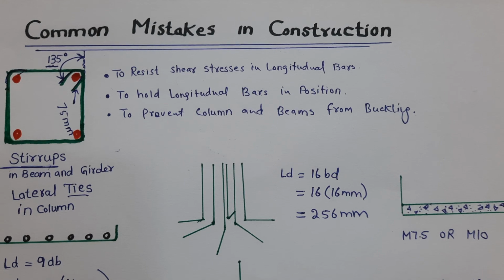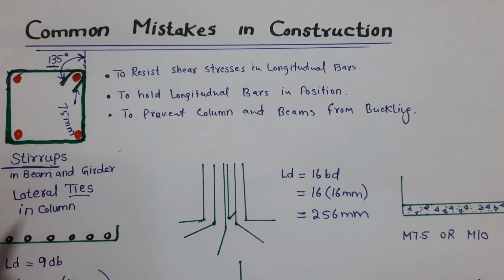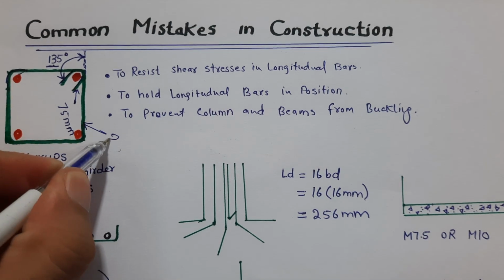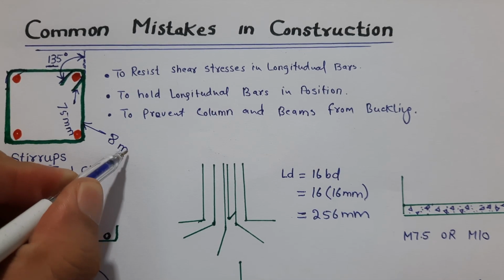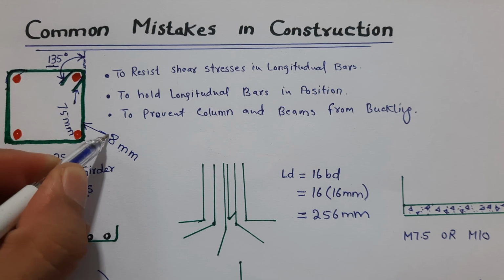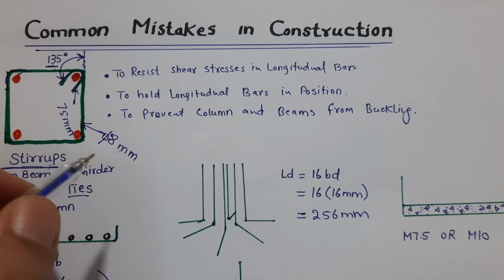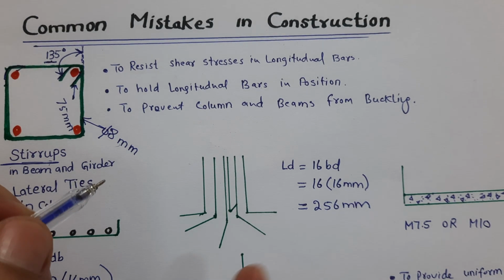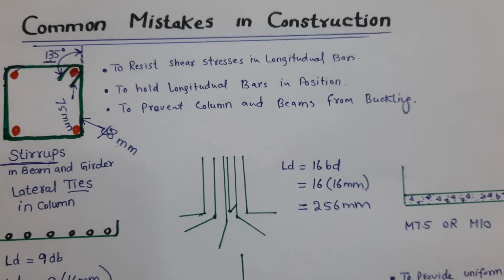Next, guys, the diameter of the stirrup should not be less than 8 millimeter. This is its diameter. It should not be less than 8 millimeter, even if you are using 16 millimeter or 12 millimeter bars, but you can increase it up to 10 millimeter. It depends on the longitudinal bars' diameter.